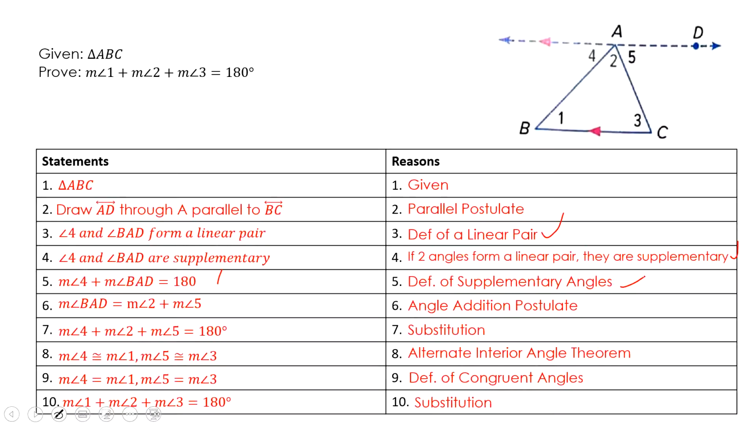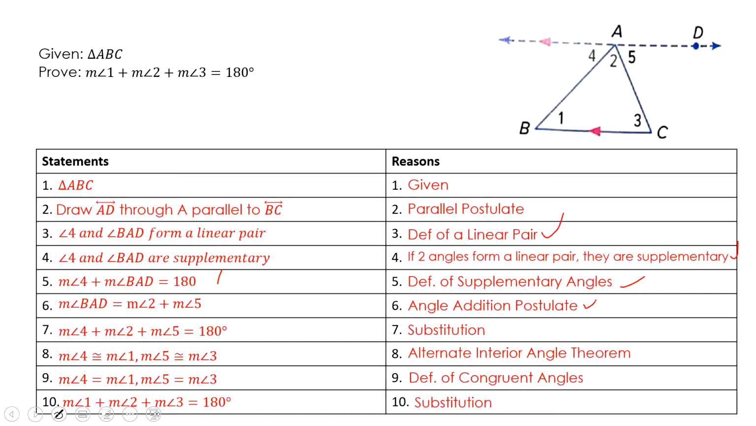A and B form a linear pair. Why are we able to say that? Because it's the definition of a linear pair. We have two adjacent angles that share a side, on opposite sides of the straight line. 4 and BAD are supplementary. Why is that? Because linear pair angles are supplementary. So then I can say the measurement of 4 plus the measurement of BAD is 180. That's the definition of supplementary angles. Then we had the angle addition postulate, which tells us that BAD is 2 plus 5.